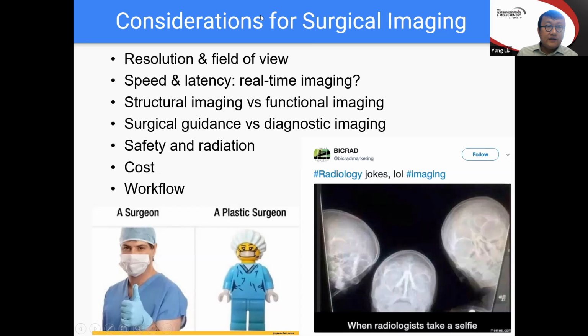For intraoperative imaging applications, the speed and latency are important. And real-time imaging is really preferred rather than waiting for 30, 40 minutes. In addition, the surgical guidance is very different from diagnostic imaging because the users are different and they want different things. And for the surgeon community, you also have different subspecialties. So a plastic surgeon may want different things from a cardiac surgeon or orthopedic surgeon. So you have to essentially take those into consideration.